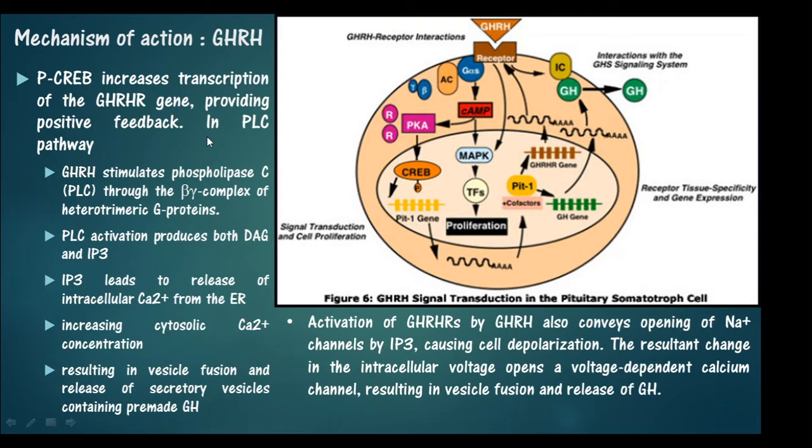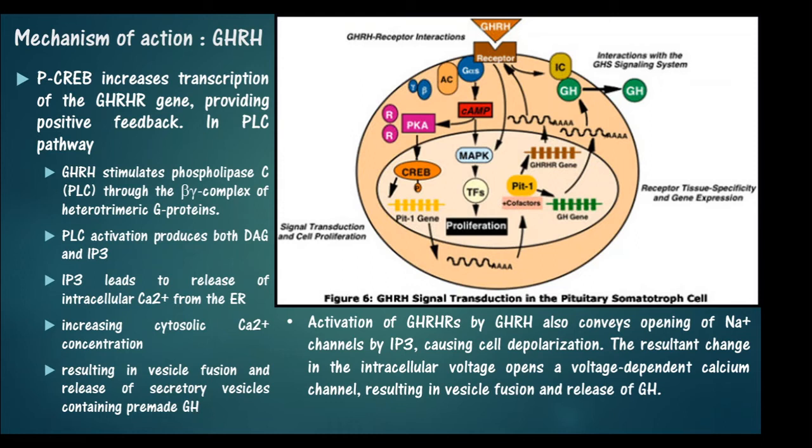Whereas in the phospholipase C pathway, the GHRH stimulates phospholipase C. I think it's not given over here. So it activates phospholipase C, and the phospholipase C produces diacylglycerol and inositol triphosphate. Inositol triphosphate releases calcium from the intracellular storage in the endoplasmic reticulum, increases cytosolic calcium concentration, results in vesicle fusion and release of secretory vesicles containing pre-made GH.